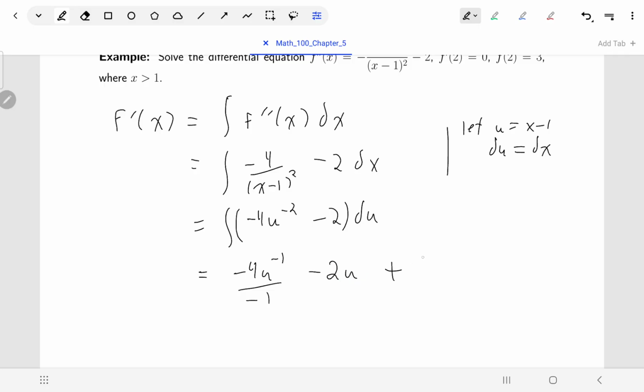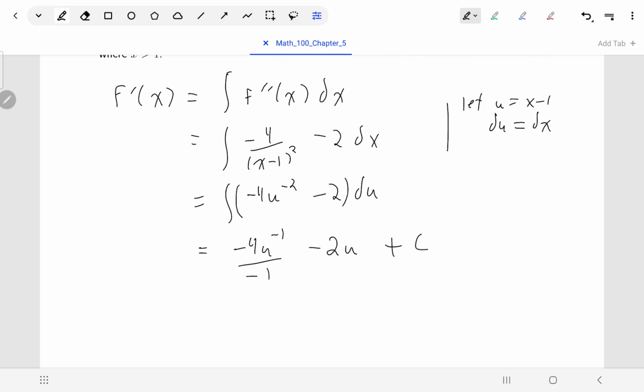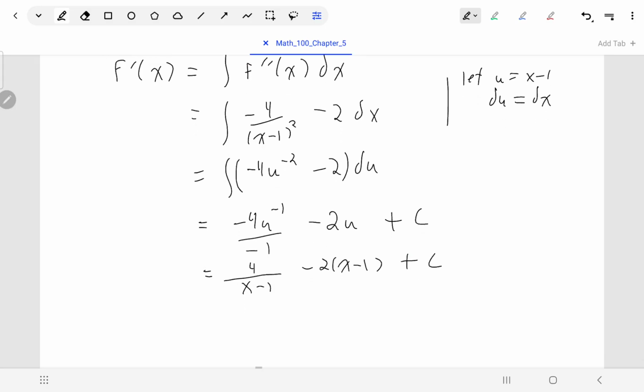And then plus a constant c. And then the next thing that I would want to do, of course, is to clean things up. So the 4 and the 1, the negatives will cancel each other out. I'll have 4 over u. U is the same thing as x minus 1, minus 2 times x minus 1, plus our constant c.